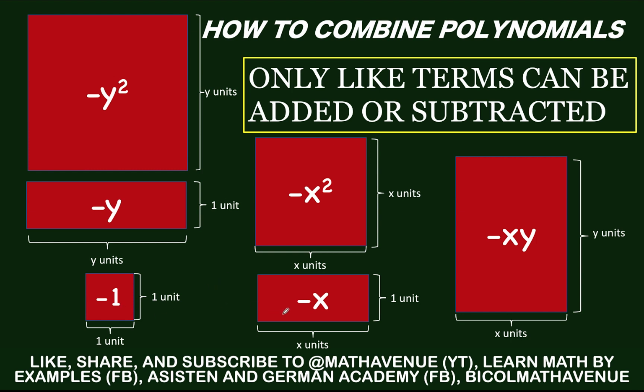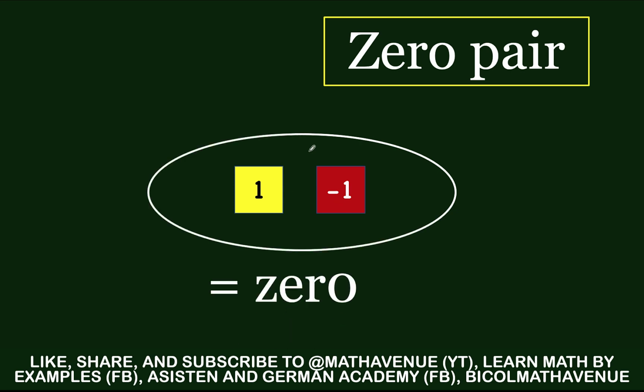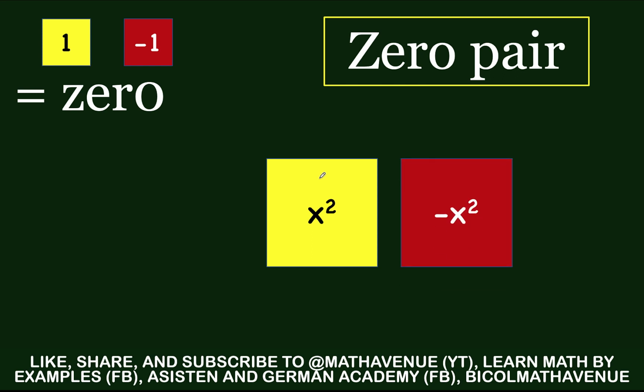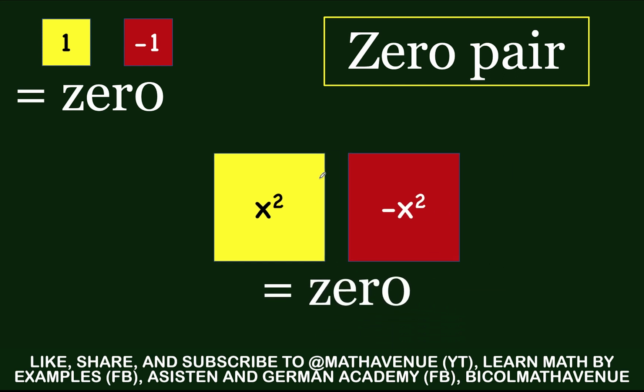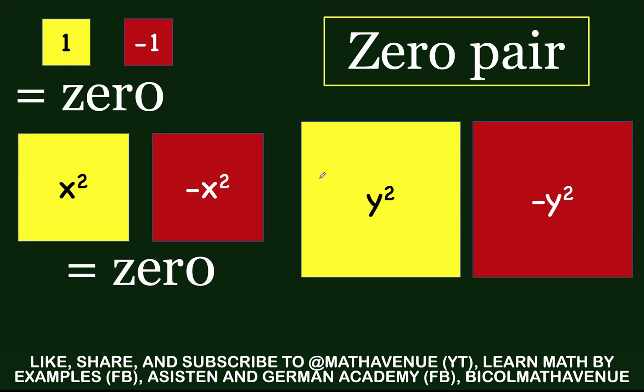This color coding is important because we are going to talk about what we call the zero pair. If you have one positive that is yellow and another negative that is red, when you combine positive 1 and negative 1, the result is 0. That's why we call this a zero pair. And so when you are combining polynomials and you have one yellow and one red of the same dimension, then you can simply remove them because anyway the value would result to 0. So let's have an example. If we have x squared and you have another red negative x squared, this also forms a zero pair, and you can cancel that out later on also, as long as they come in pair.